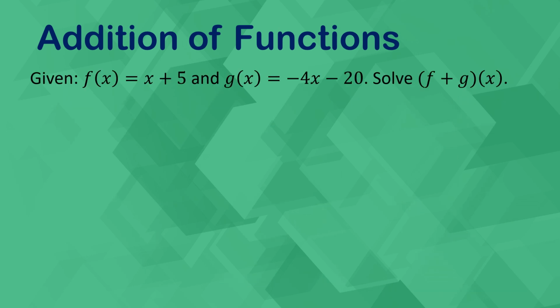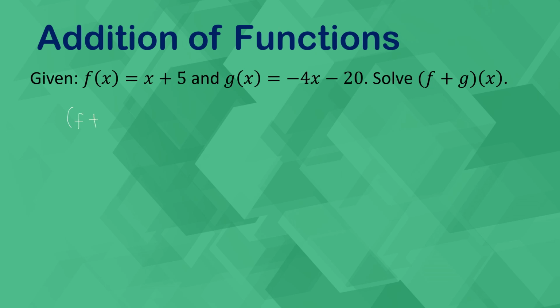Let's have our first example under addition of functions. We have here two functions, f and g. F of x is equal to x plus 5, and g of x is equal to negative 4x minus 20. So we are solving for the sum of f and g functions. In your solution, you always start with the definition of the operation. Okay, so for this one, we start with the definition of addition of functions.